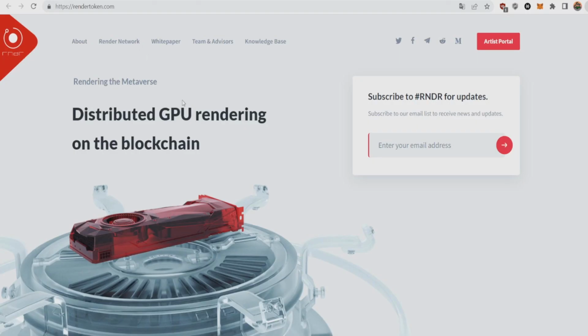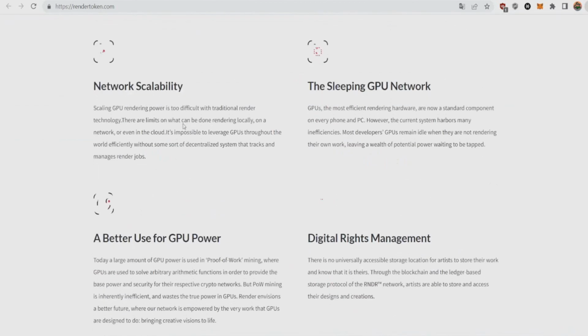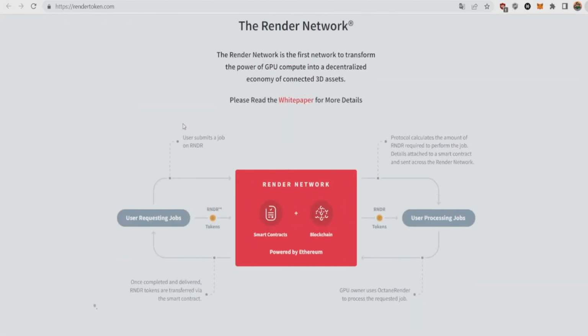So, a really quick introduction of what is Render. Basically, it's distributed GPU rendering on the blockchain. It's decentralized computing power on the blockchain where you can actually request GPU power. So you've got someone who needs a rendering job or needs computing power to set up an AI or anything he wants, and he will pay with Render tokens on the Render network.